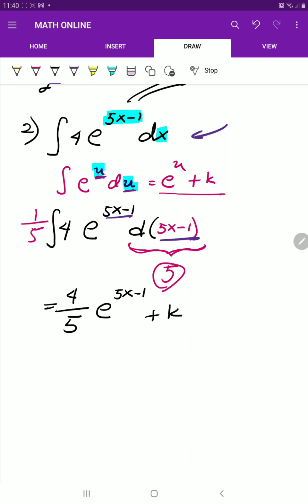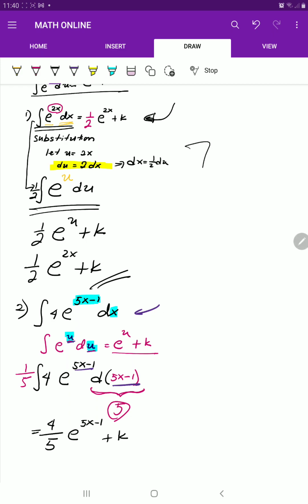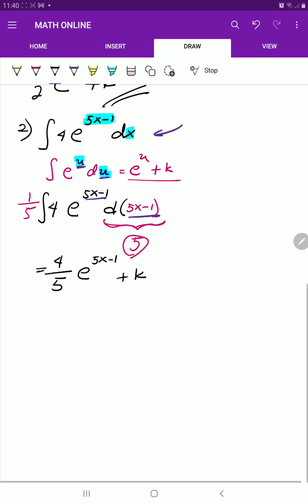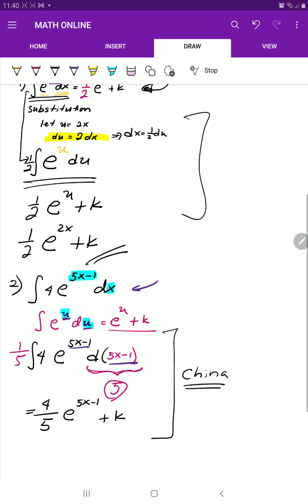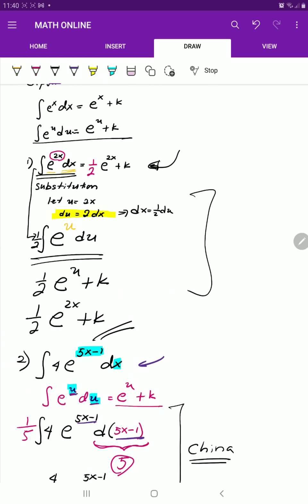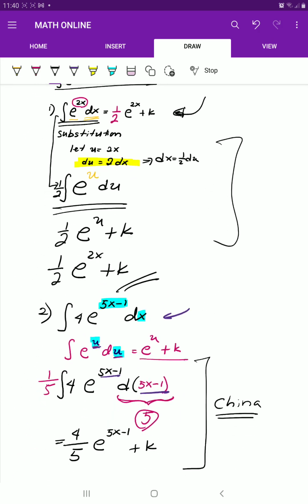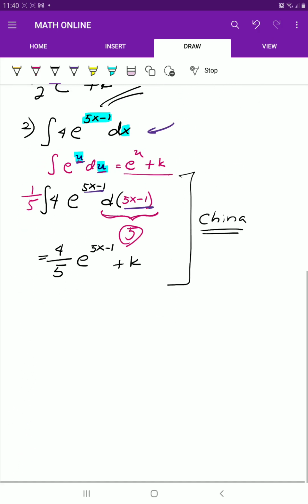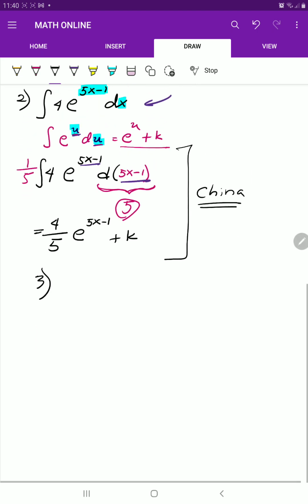So basically that's it. If you want to use the substitution method, you can use the earlier approach. If you want to use this approach, this is basically the Chinese approach. When I was in China, some kids were using this approach. And substitution is somehow like the Westerner approach. I'm going to give you one more before I proceed to the other one.